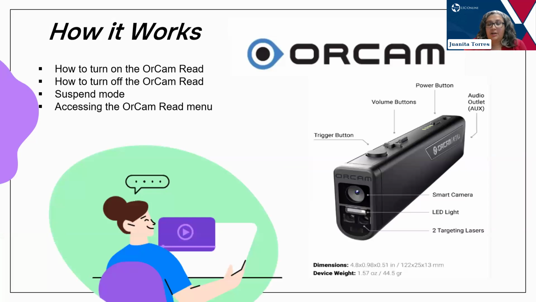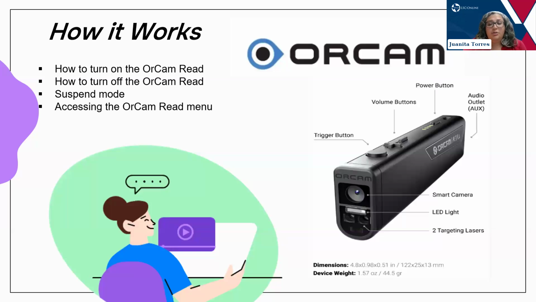All right, so how does the OrCam Read work? To turn on the OrCam Read, you will press the power button for 2 seconds. You will then hear a beep and OrCam is ready. To turn off the OrCam Read, you will press the power button and you will then hear suspending. Press again to shut down. When the OrCam Read is powering off, you will hear suspended.